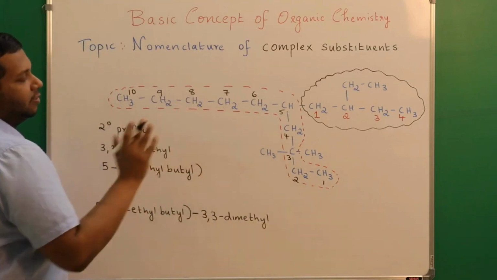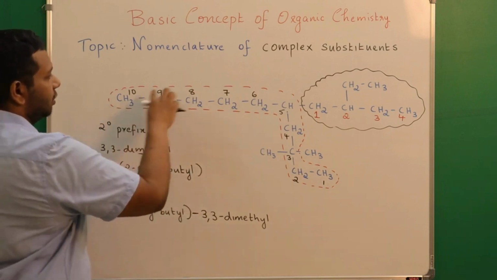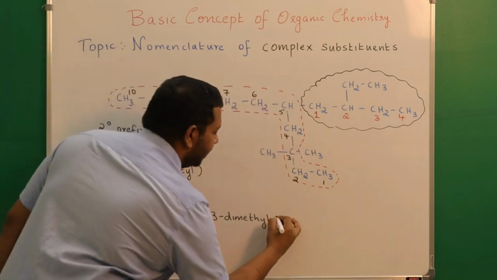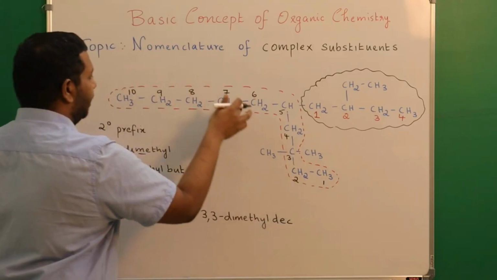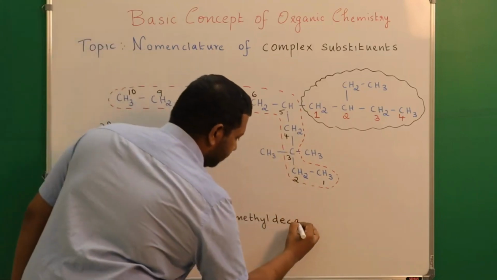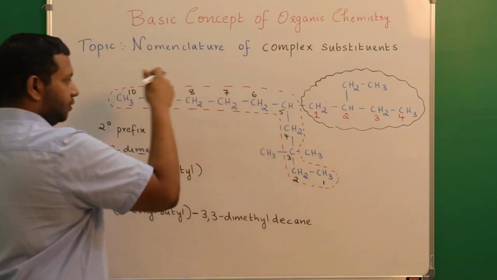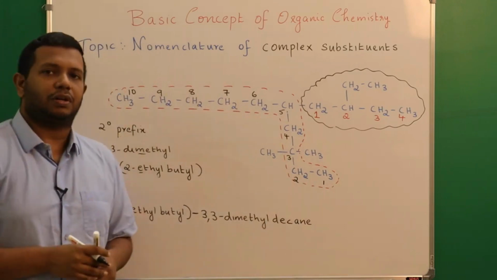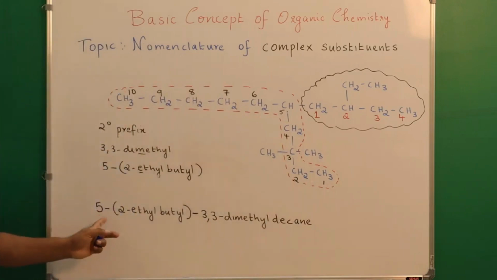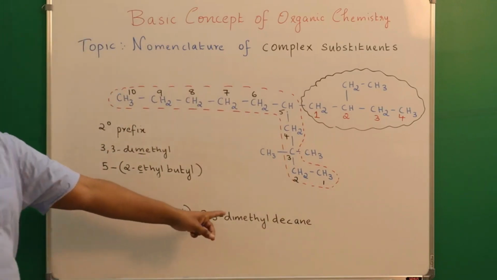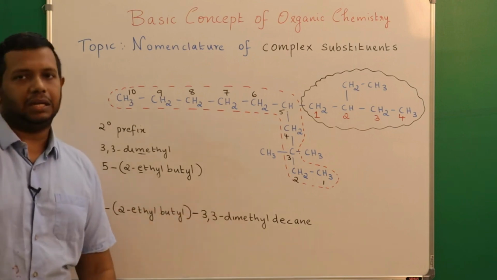Now the 1 degree prefix is not applicable. Then comes the word root, 10 carbon atoms. So we say dec, and they are linked through single bond, ane. And the 2 degree suffix is not there since there is no functional group. So I hope you understood. 5-(2-ethylbutyl)-3,3-dimethyldecane.